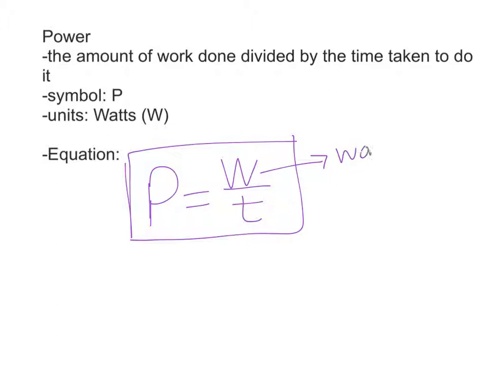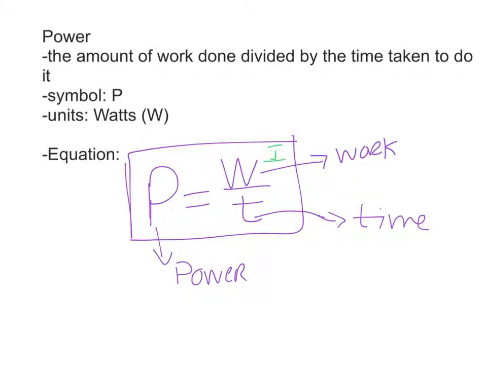So W is work, and I know it's a little bit confusing that the symbol for watts is the same as the symbol for work. Deal with it. T is time, and P is power. Now, since the units for power are watts and the units for work are joules, the units for time are seconds, 1 watt is just equal to 1 joule per second. So that's where that unit comes from.